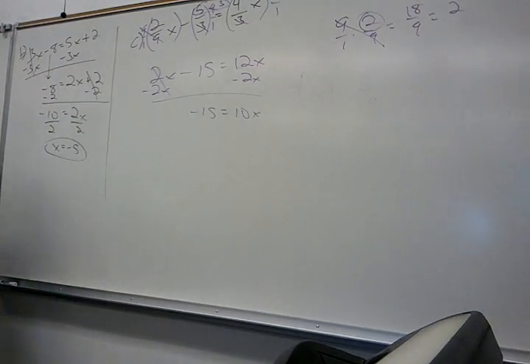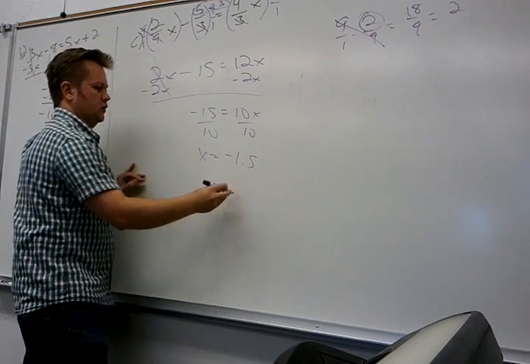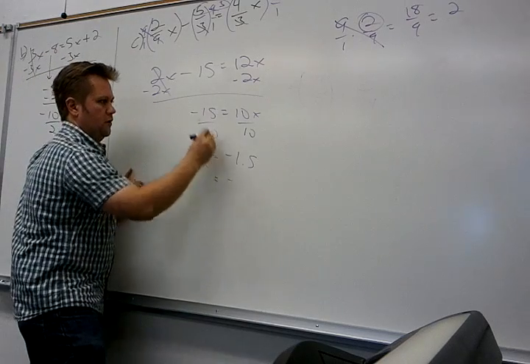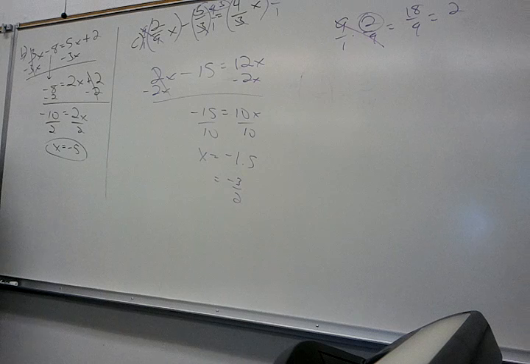X equals, divide by 10. Yeah, divide by 10. And here you could either make it a decimal or you could reduce it and make it a fraction, right? Either way. Don't leave it 15 over 10. If I don't say though, you can either make it a reduced fraction or you can make it a decimal. I don't care if I don't say.